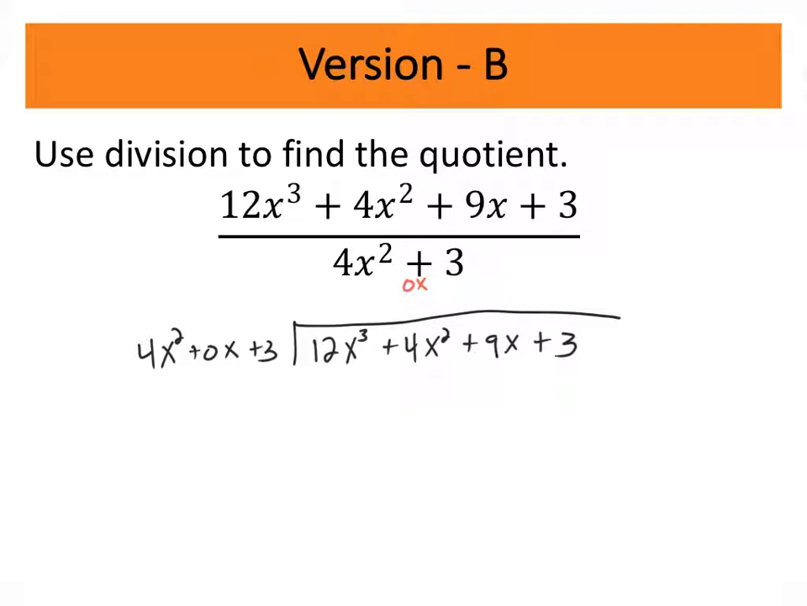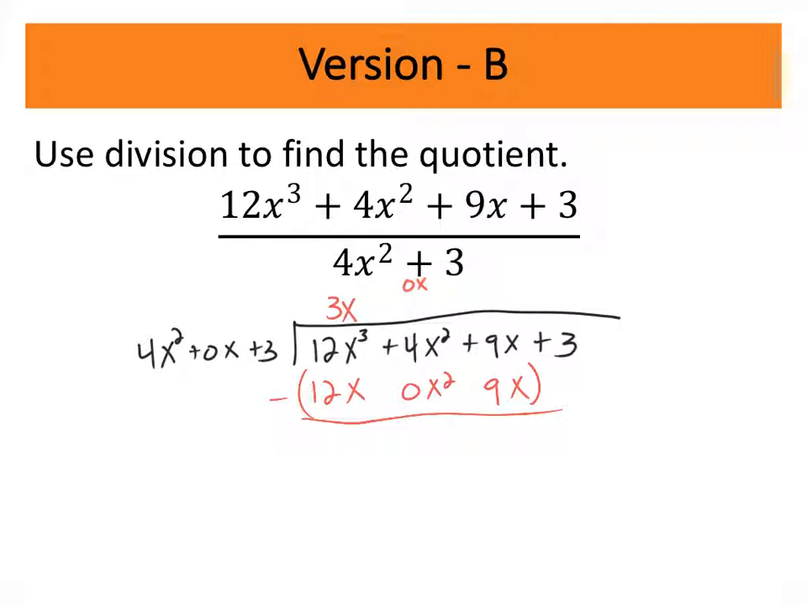So again, we think something times 4x squared is going to give us that 12x to the third. That's got to be a 3x. 3x times 4x squared is 12x cubed. 3x times 0x is 0x squared. And 3x times 3 is 9x. Okay, so I subtract everything.